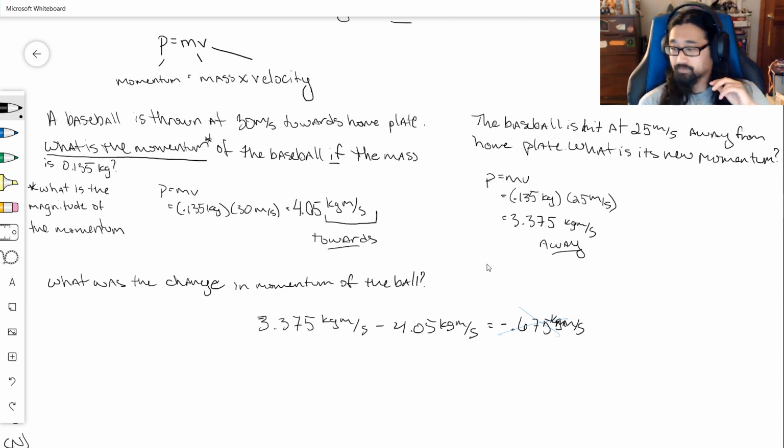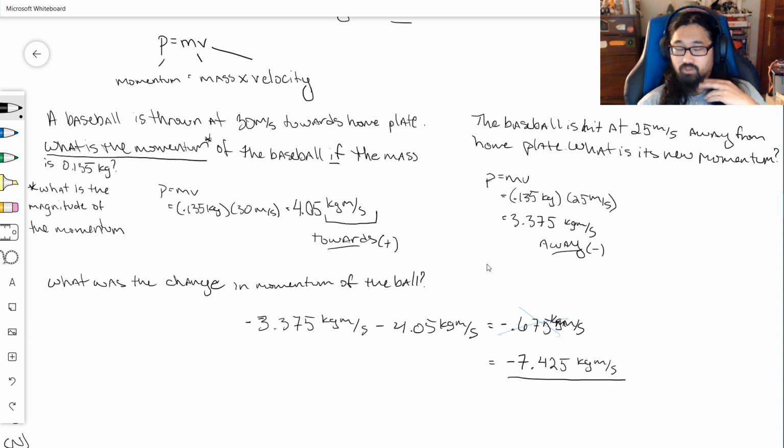So, I'm going to say that towards is positive, and that away is negative. This is really negative 3.375 minus 4.05, which is really equal to negative 7.425 kilogram meters per second. It's a much bigger change in momentum because it has to go forwards, not be moving that direction, and then suddenly move the other way. There has to be a large change in momentum. All right.